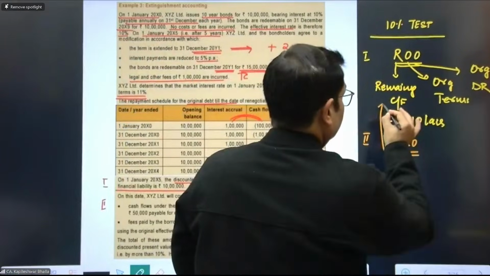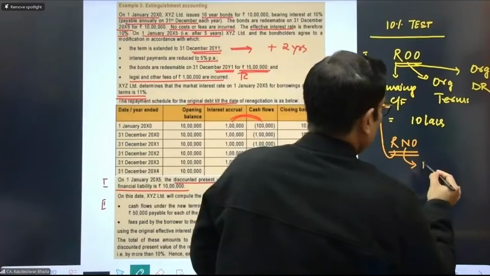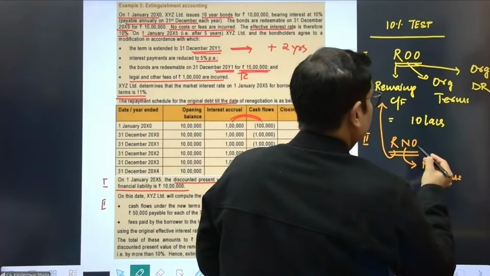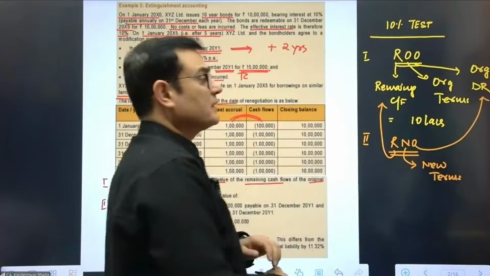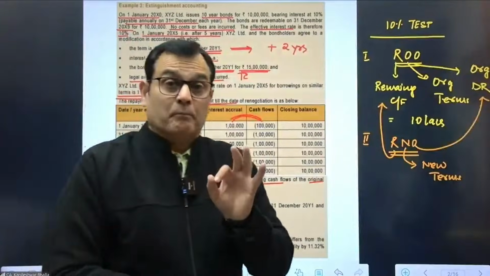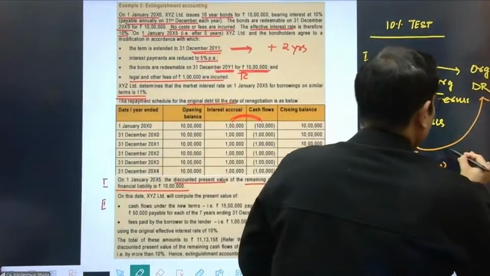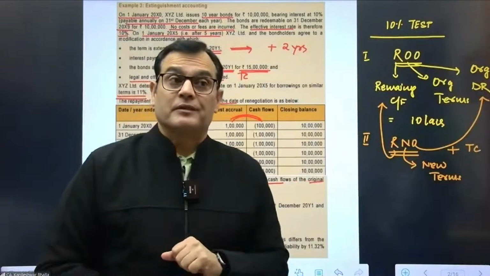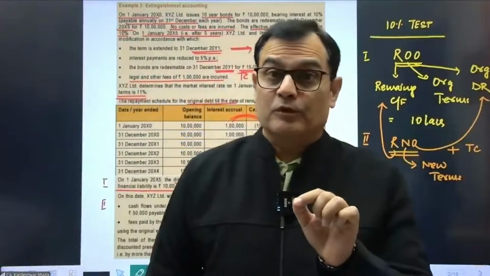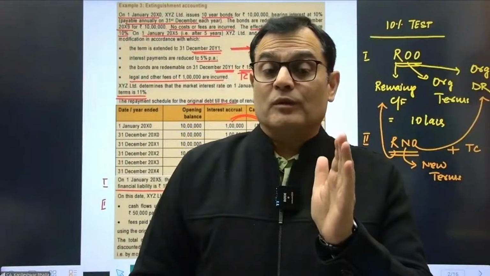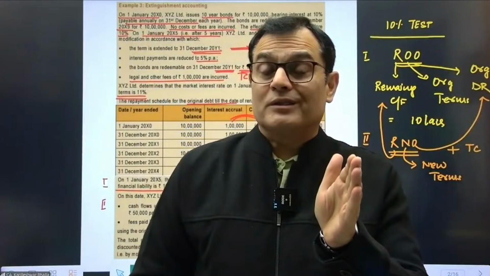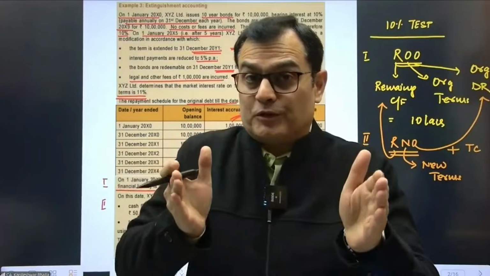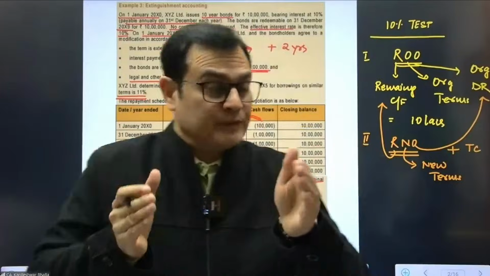So R is for the remaining cash flow. N is based on the new terms. And we need to consider the O, which is again the original discount rate itself. Plus, you also need to remember to add any transaction cost as well. We need to also consider any transaction cost because sometimes people forget to take it. So you need to see what is the remaining cash flows on original terms, the remaining cash flows on the new terms, and get the discounted values of both of them at the same discount rate.